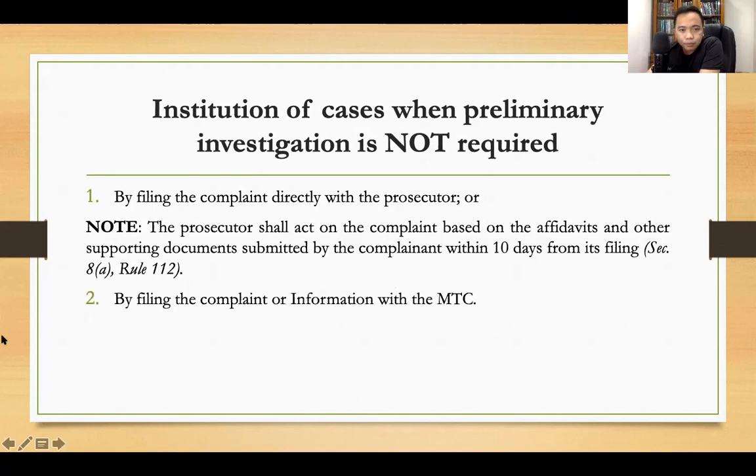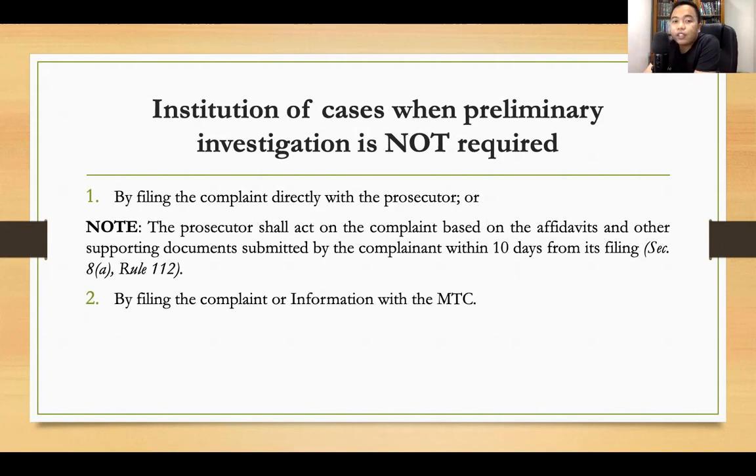Now, how do you institute cases when preliminary investigation is not required? Kasi class, under ordinary circumstances, you file your complaint before the city prosecutor or provincial prosecutor as the case may be. Now, if the case does not require preliminary investigation, what is the procedure? How do you institute the case?